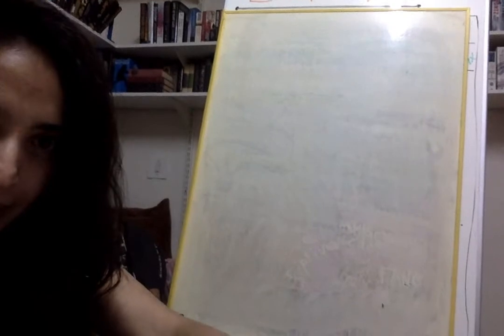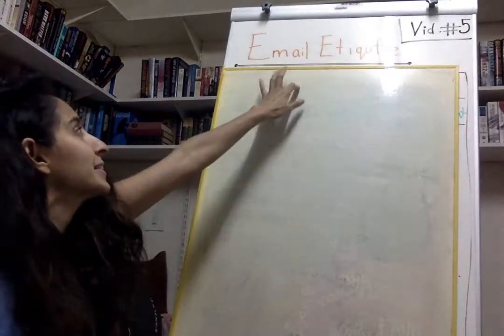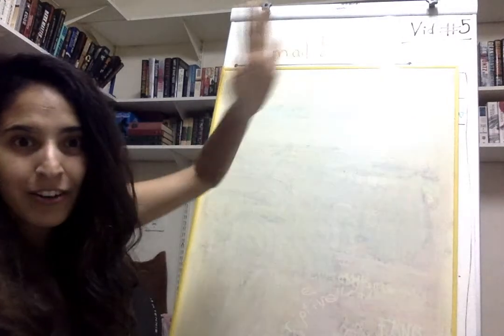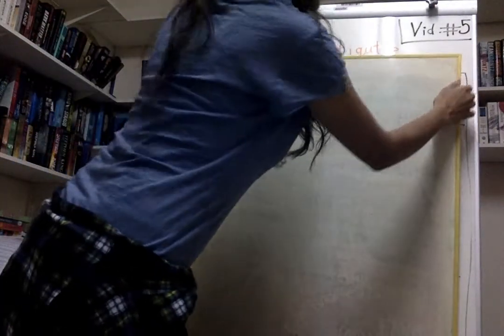So let's do a really, really short essay together using the structure from last week. Okay. Right. If you want, write at the top of your creative writing book: email etiquette video 5 or part 5. Now we're doing an example essay. But first, let's look at last week's structure.